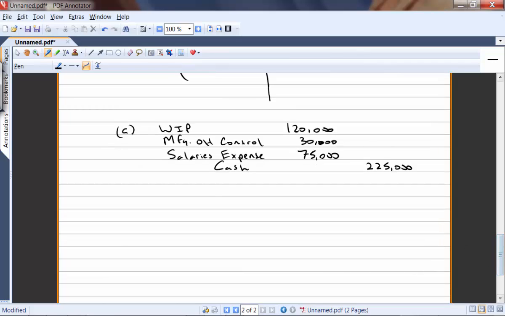So there is another account here we've created that we don't have yet. Salaries expense, we'll go ahead and create that account. Set up that T account, and we've put $75,000 in it. It doesn't have a beginning balance. It's an expense account. It's an income statement account. All the income statement accounts are closed out at the end of every period. So that means they have a beginning balance of 0.